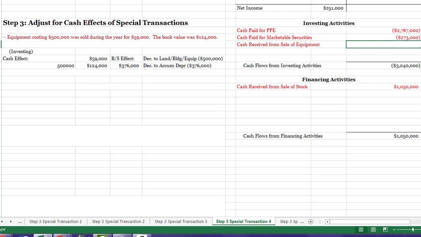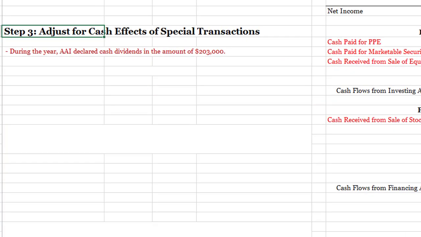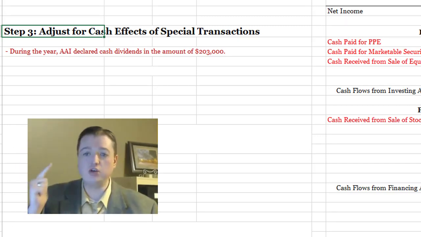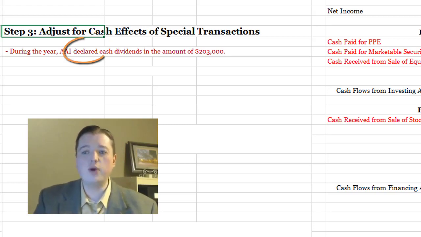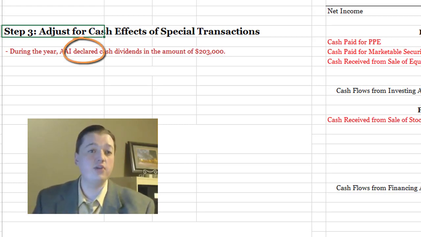Cash received from sale of equipment. Cash is coming in this time, so we've got this positive $59,000. Our next transaction is the declaration of a cash dividend in the amount of $203,000. Again, first question, is it operating, investing, or financing? And this is actually kind of a trick question. The declaration of a dividend is none of those.